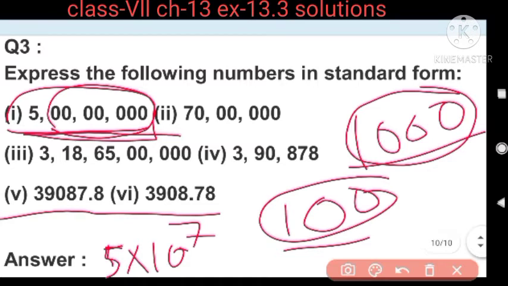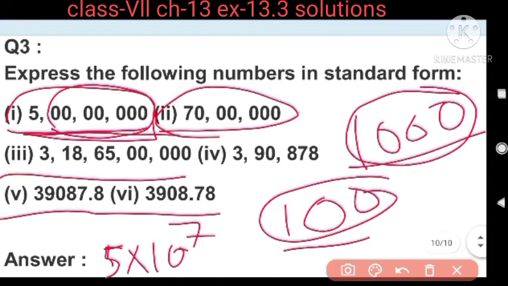What is the answer for question number 1? 5 multiplied by 10 to the power 7, because here you can see after 5 there are 7 zeros. So what will you write? 10 to the power 7. Now the next one, you can see, is very simple. I will keep this as homework. Okay, now you can see question number 3.